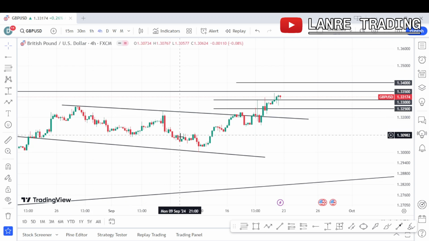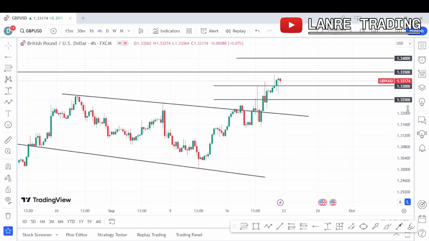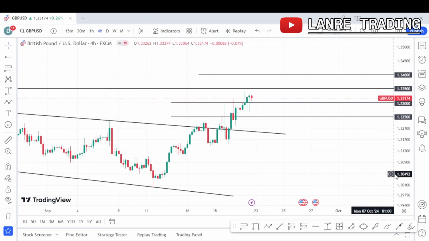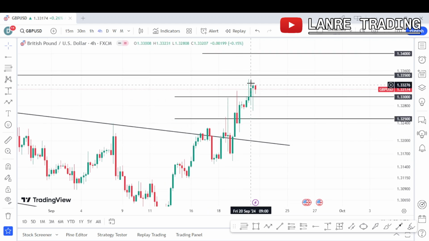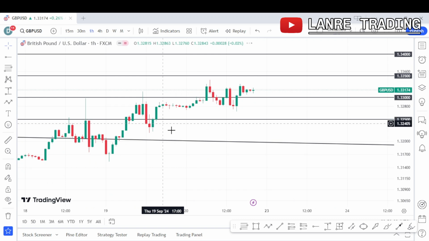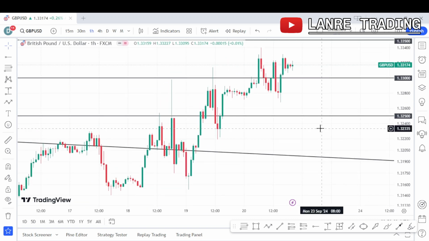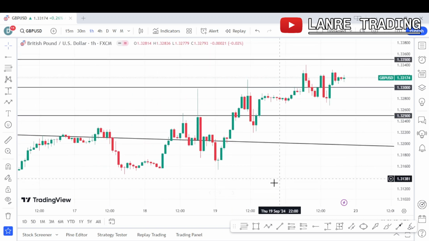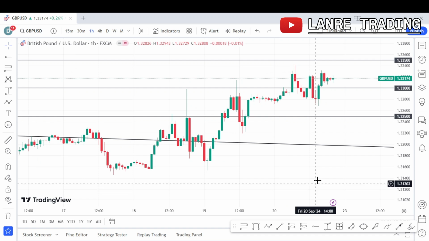Price is tired of being stuck in this range, forming this pattern. So what price did was break out. Let me scale down to the 1 hour time frame. We are currently looking to take advantage of this bullish move right about now.